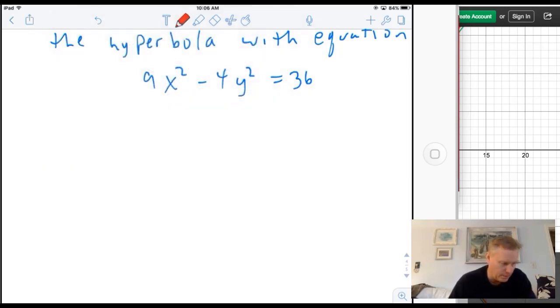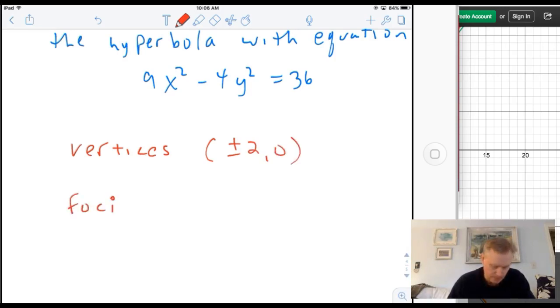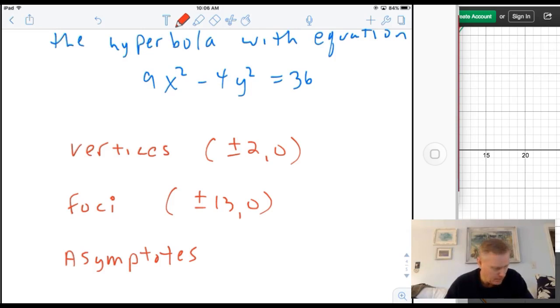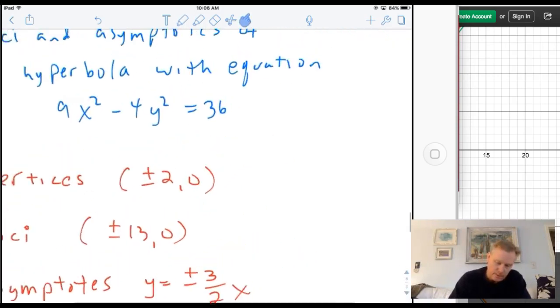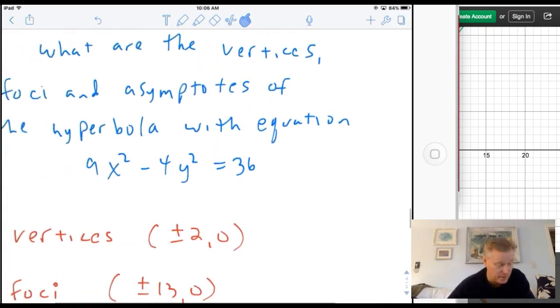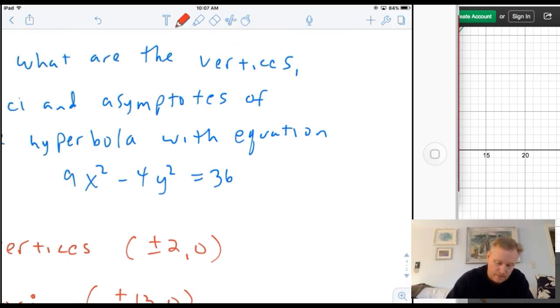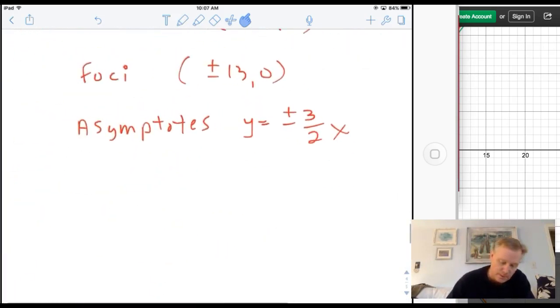Come back. So if you did this one out correctly, you should have gotten vertices plus or minus 2, 0. Foci plus or minus the square root of 13, 0. Asymptotes should be y equals plus or minus 3/2 x. And, oh, I forgot to say, I was going to ask you also whether it was a horizontal or a vertical hyperbola. So maybe you can figure that out. Hit pause, figure that out, and then come back, and I'll tell you in 1 second.